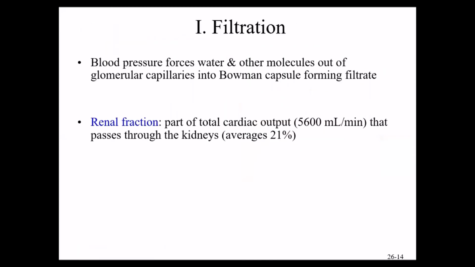So let's concentrate on the first part, which is filtration. Filtration takes place inside of the renal corpuscle. It's because you've got the blood flowing into those glomerular capillaries, and it's the blood pressure that is the driving pressure forcing the plasma, I put water up here, but it's really the plasma portion of the blood, and then different waste products and some electrolytes, forcing that out into the Bowman's capsule to form what we call filtrate.